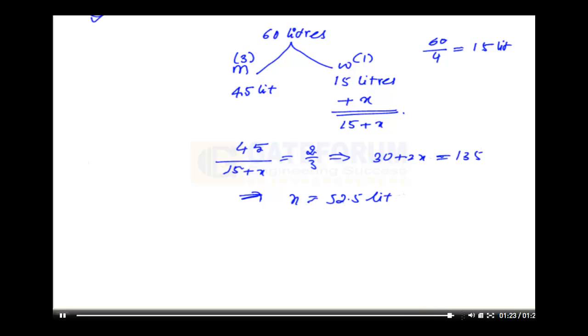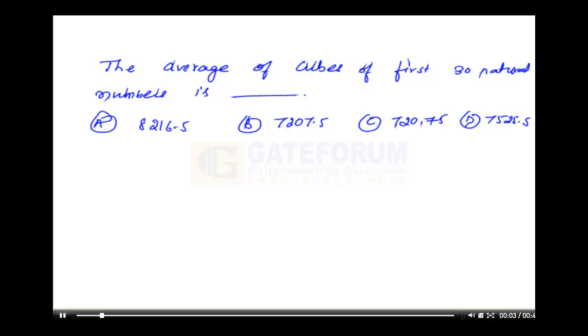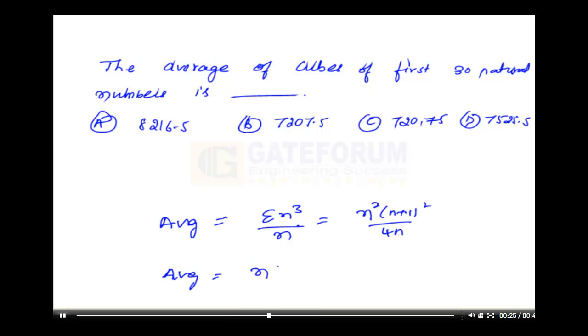So option A. Cubes of first 30 natural numbers is dash. Average is nothing but sum of observations by number of observations. Now the average is sigma n cube, that is the sum of all n cube, first n cube natural numbers, by n. Now we know the formula, n square into n plus 1 whole square by 4n. Now average will be n into n plus 1 whole square by 4.